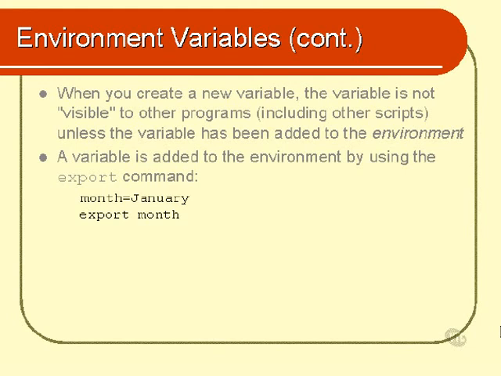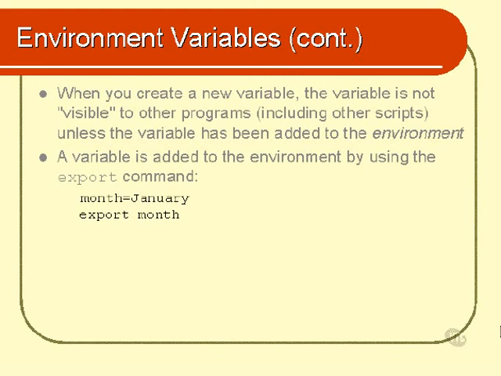Now what happens at that point is the variable called month is added to the environment, and what that means is that any subsequent program that is started by this particular shell will know of the existence of the variable called month. Now let me tell you what that does not mean. If you put those two lines into a shell script and you run that shell script in the normal way, not using the dot operator, the variable called month will be added to the environment of the shell script that is running, but it will not be added to the login shell environment, which means that any subsequent shell scripts that you run will not know of the existence of the month variable.